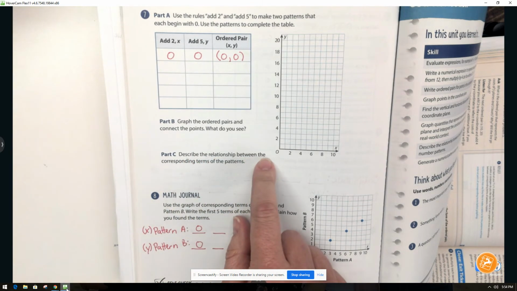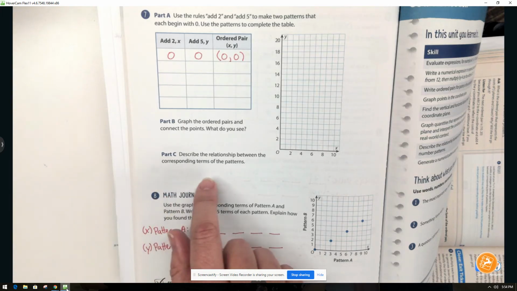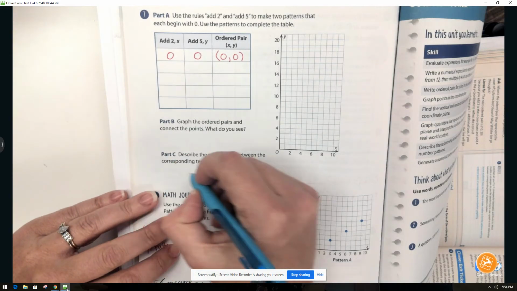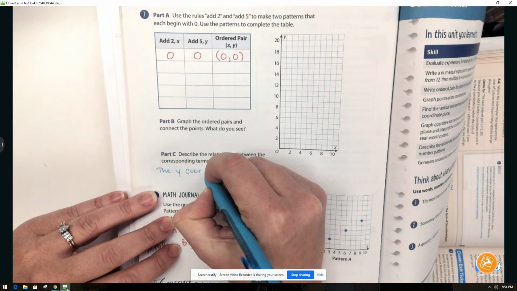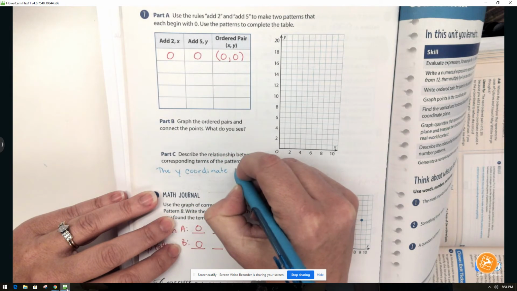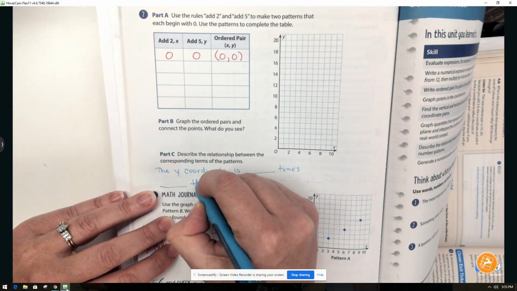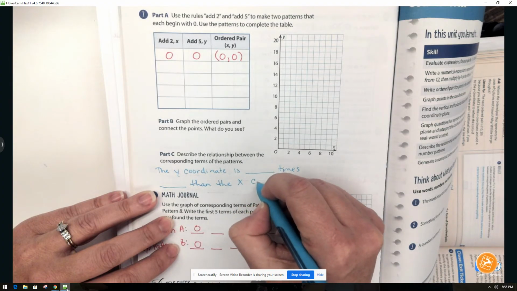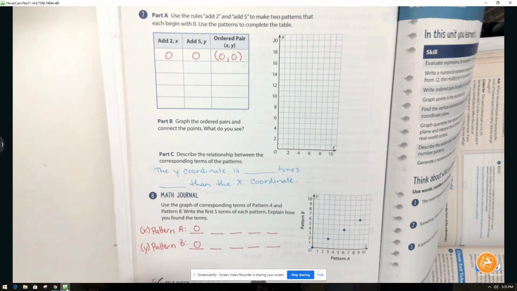Letter C, describe the relationship between the corresponding terms of the patterns. So you would say, and I'll even give you the sentence frame: the y coordinate is blank times blank, then the x coordinate. You could write your own sentence if you want, but that is a sentence frame to help you out.